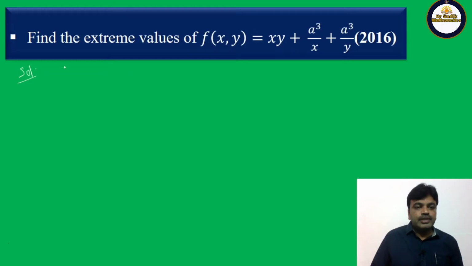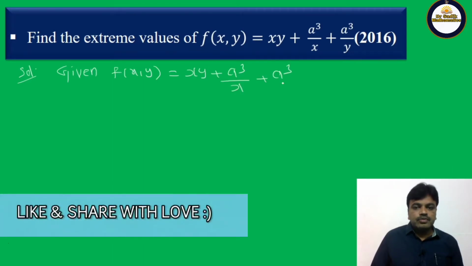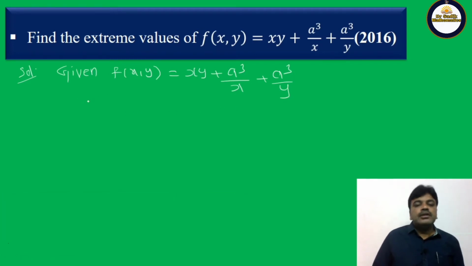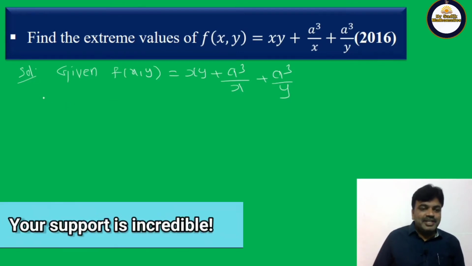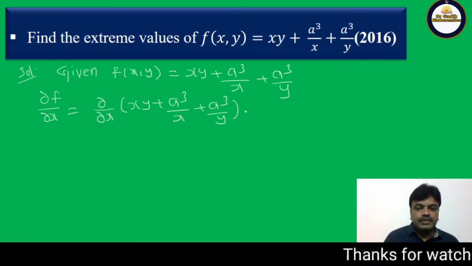Solution. Given f(x,y) = xy + a³/x + a³/y. For finding maximum and minimum values, first I want to find ∂f/∂x, ∂f/∂y, and the r value, s value and t value. Let us find. ∂f/∂x is equal to ∂/∂x of f, what is f? xy + a³/x + a³/y.